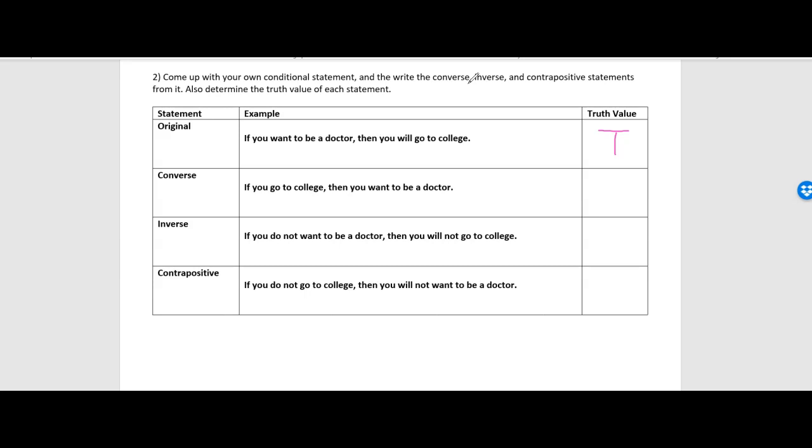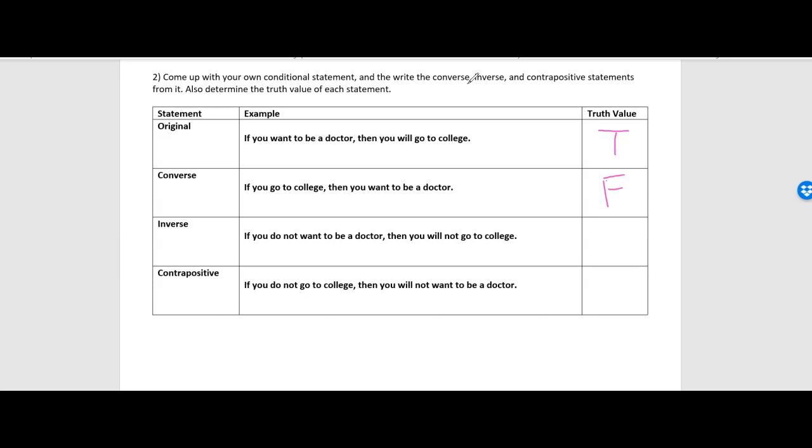The converse, if you go to college, then you want to be a doctor. Well, this isn't true, because you could want to go to college, but you could want to be something else. You could want to be an engineer. You could want to be a biologist. You could want to be a mathematician, right? You could want to be a teacher. So this is false.